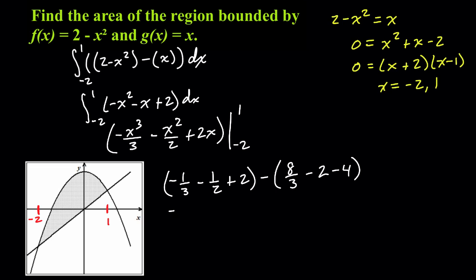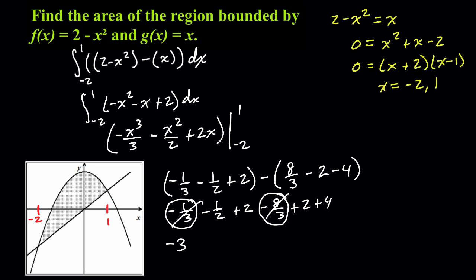So just getting rid of our parentheses, and I'll go ahead and get a common denominator here. This is -1/3 minus 1/2 plus 2 minus 8/3 plus 2 plus 4. So the -1/3 and the -8/3 is -9/3, which is -3. You have a 2, 2, and 4. That gives us 8 minus 1/2. So that's 5 minus 1/2, which is 4 1/2.